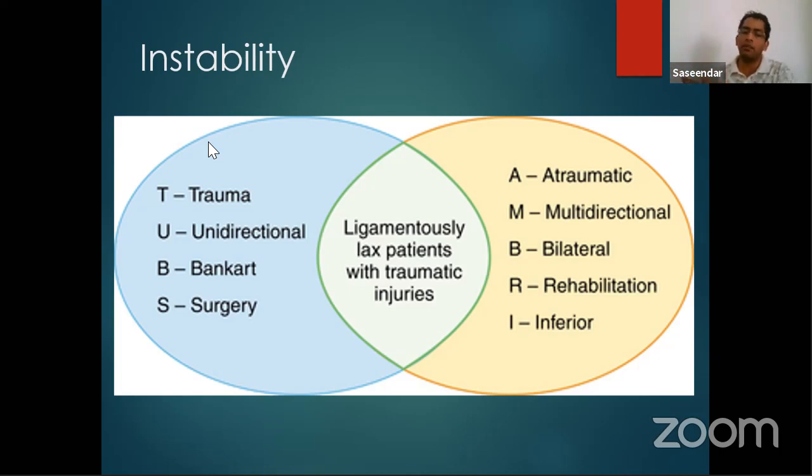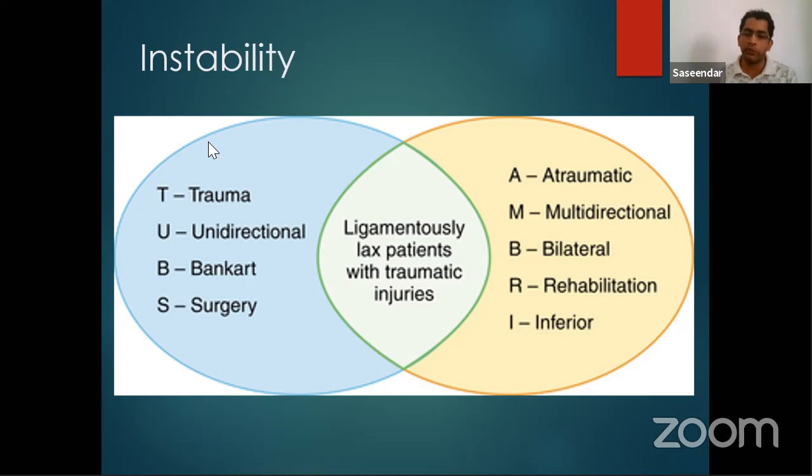And there is another group, the habitual, possibly with some sort of a psychiatric association. They have a tendency to try and dislocate the shoulder repeatedly. These are the people who don't respond very well to the regular surgical procedures. They tend to dislocate it again and again.